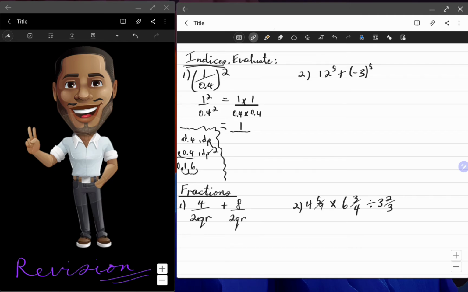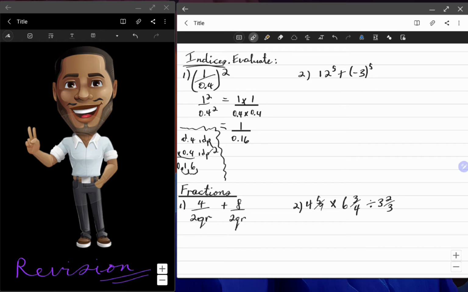So our final answer for this question will be 1 over 0.16. Quick and easy. Let's look at number 2. 12 to the 5th power plus negative 3 in brackets raised to the power of 5. So all we're going to do now is just take our time and work this out as nicely as possible.